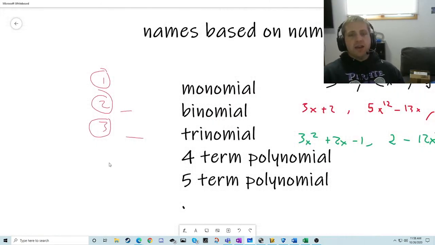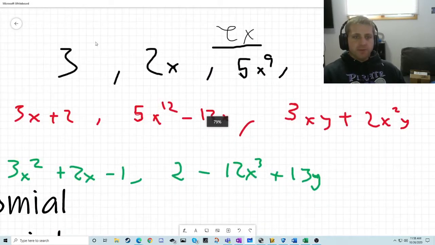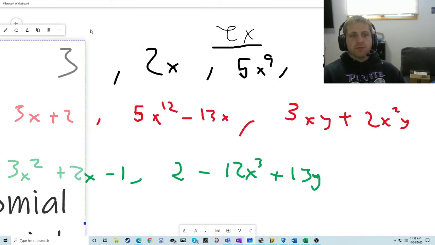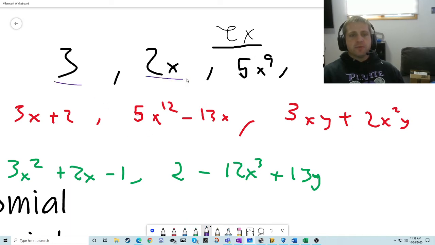Now we go into names based on number of terms. A monomial is a polynomial with one term. I'm going to use a purple pen and underline these things. One term, one term, one term. Yeah, it's a bunch of things multiplied, still counts as one term. Whereas a binomial, that's the second one, is 2 terms. 1, 2. 1, 2. It's like 2 monomials, but stuck together with a plus or a minus sign.